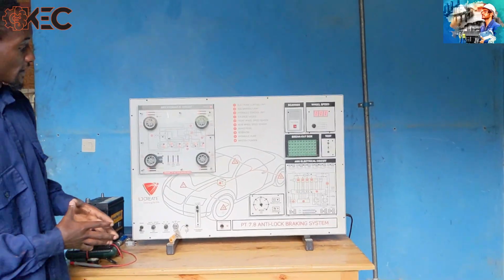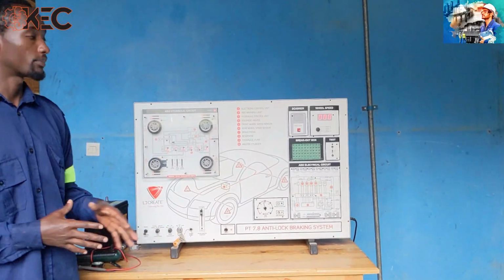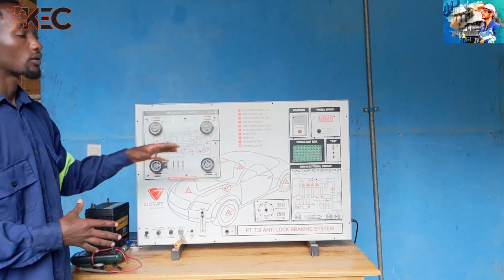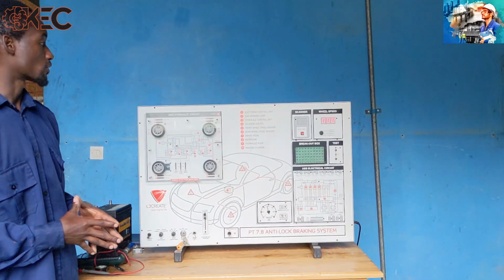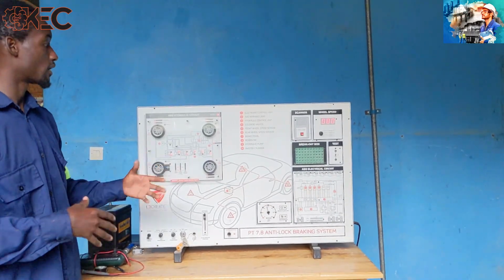That is the simple explanation about the ABS control panel. So next time we will see how it operates.